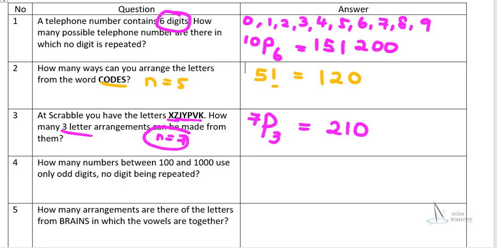So the fourth one: how many numbers between 100 and 1000 use only odd digits and no digit is repeated? So between 100 and 1000 means we must prepare 3-digit numbers, using only odd digits. The odd digits can be 1, 3, 5, 7, and 9. So in total we have 5 digits. But since we need 3 digits here, we are supposed to have 5P3, which is simply equal to 60.